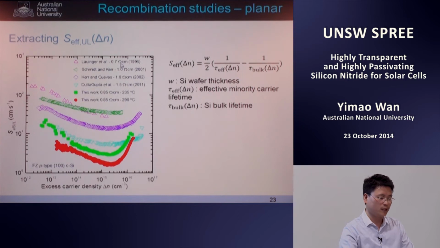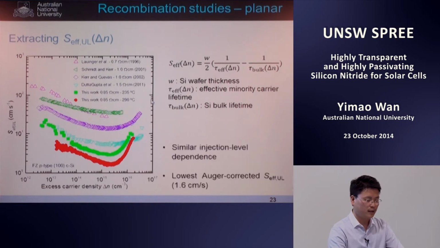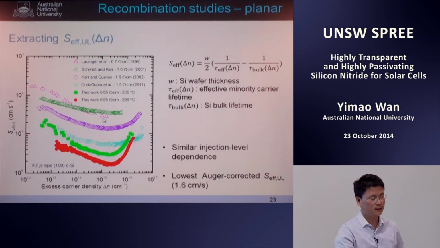And most of them focus on very low resistivity p-type wafers, like 0.7 up to 1.5 ohm cm substrates. We can see all of the passivation or recombination results have quite similar injection level dependence for the p-type surface, which might indicate they have quite similar interfacial or electronic properties. And in our case, we obtained the lowest recombination after OJ correction, 1.6 centimeter per second on a p-type wafer.